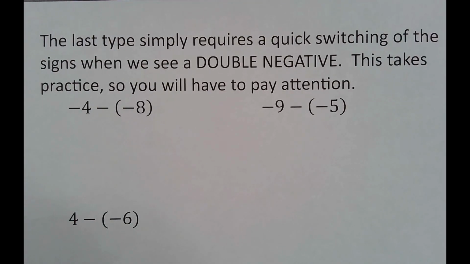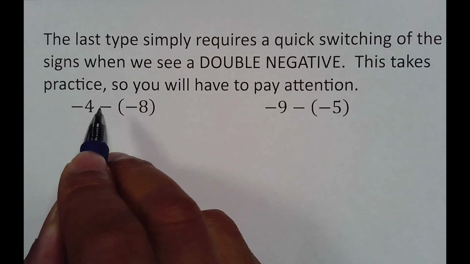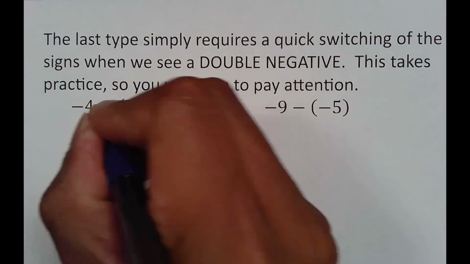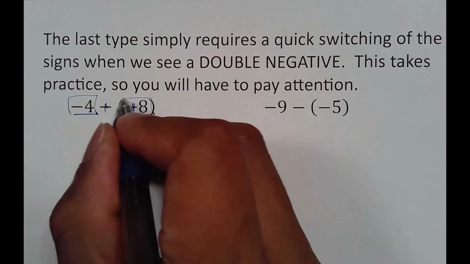And the last type simply requires a quick switching of the signs when we see a double negative. This does take practice, so you have to pay attention. This is not something that we can force you to do. You have to catch it when you see it. When I see negative 4 minus negative 8, that's a double negative, so you switch both of those over to be a positive. All of a sudden, you have a negative 4 and a positive 8.